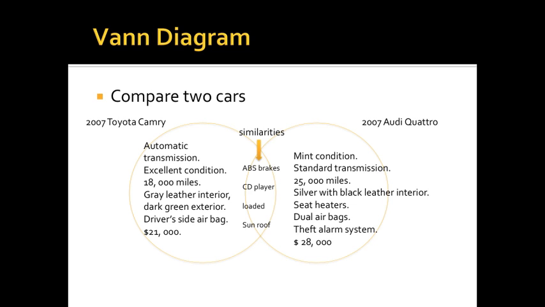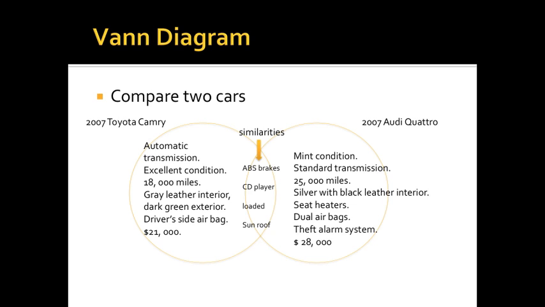You have two circles, and as you all know, we are doing a compare and contrast essay, and we can put similarities in the intersection right here. But for the differences, we can put them on each side. The Venn diagram will help us with organizing our ideas.